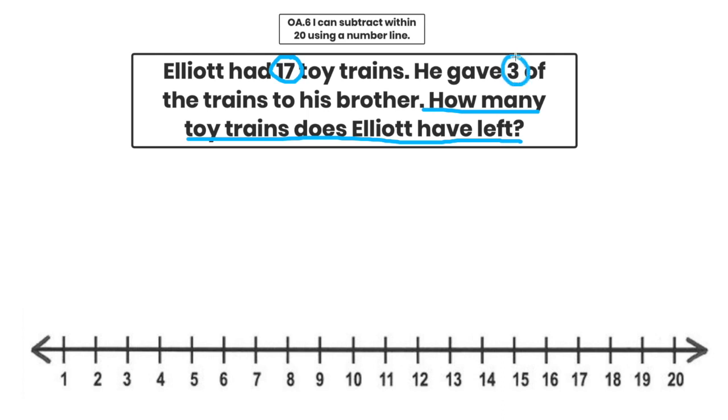Now it's time to make my equation. When I'm setting up a subtraction equation, I want to start with that larger number. So I know that he started with 17, so I will write 17. And then since I am subtracting, I need to use the minus sign. The minus sign is the sign that we use when we're subtracting. And I know that he gave 3 of the trains to his brother, so I am subtracting 3. So I have 17 minus 3, and now I can just write my equal sign, and I will have a blank for my answer. The answer to a subtraction equation is called the difference, so I'm searching for the difference.